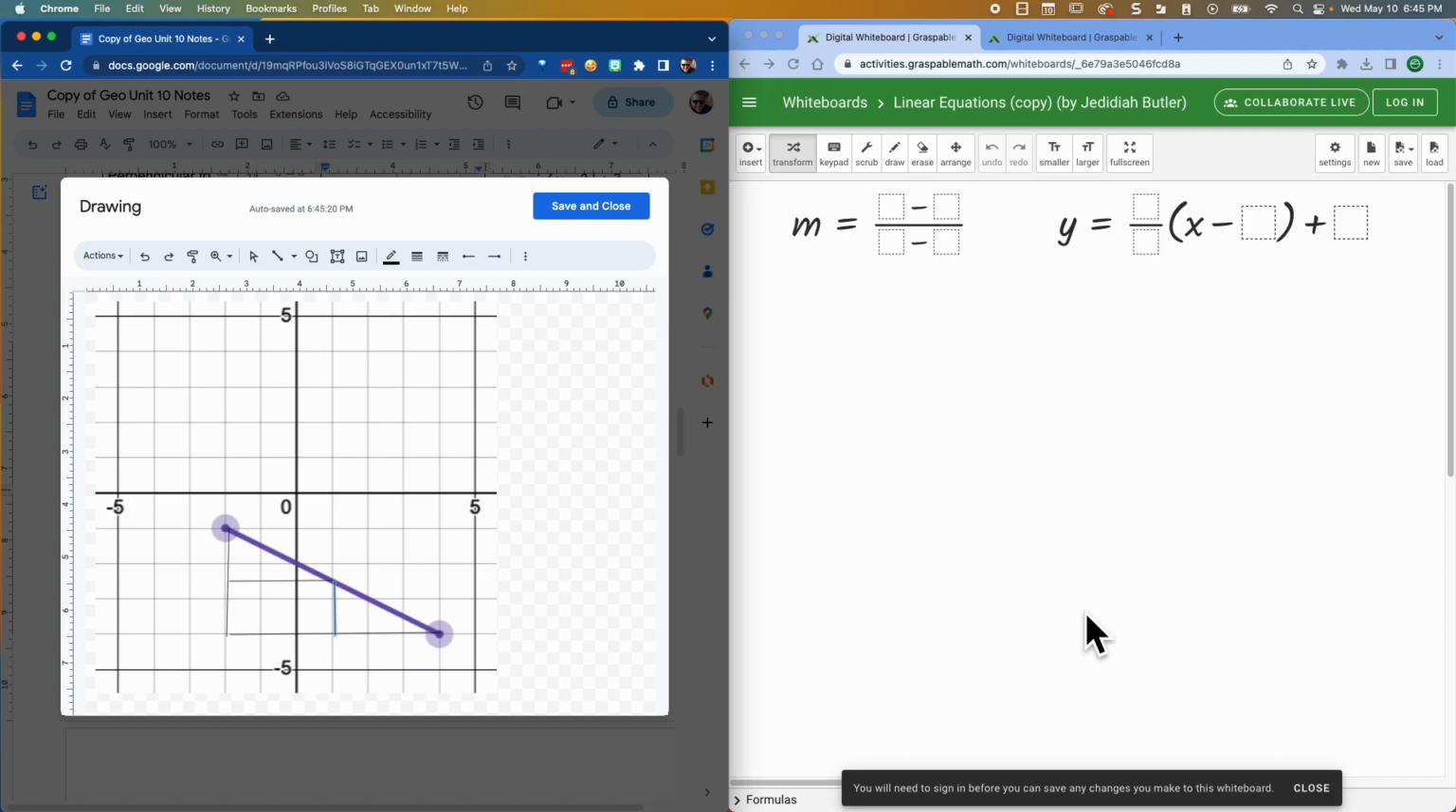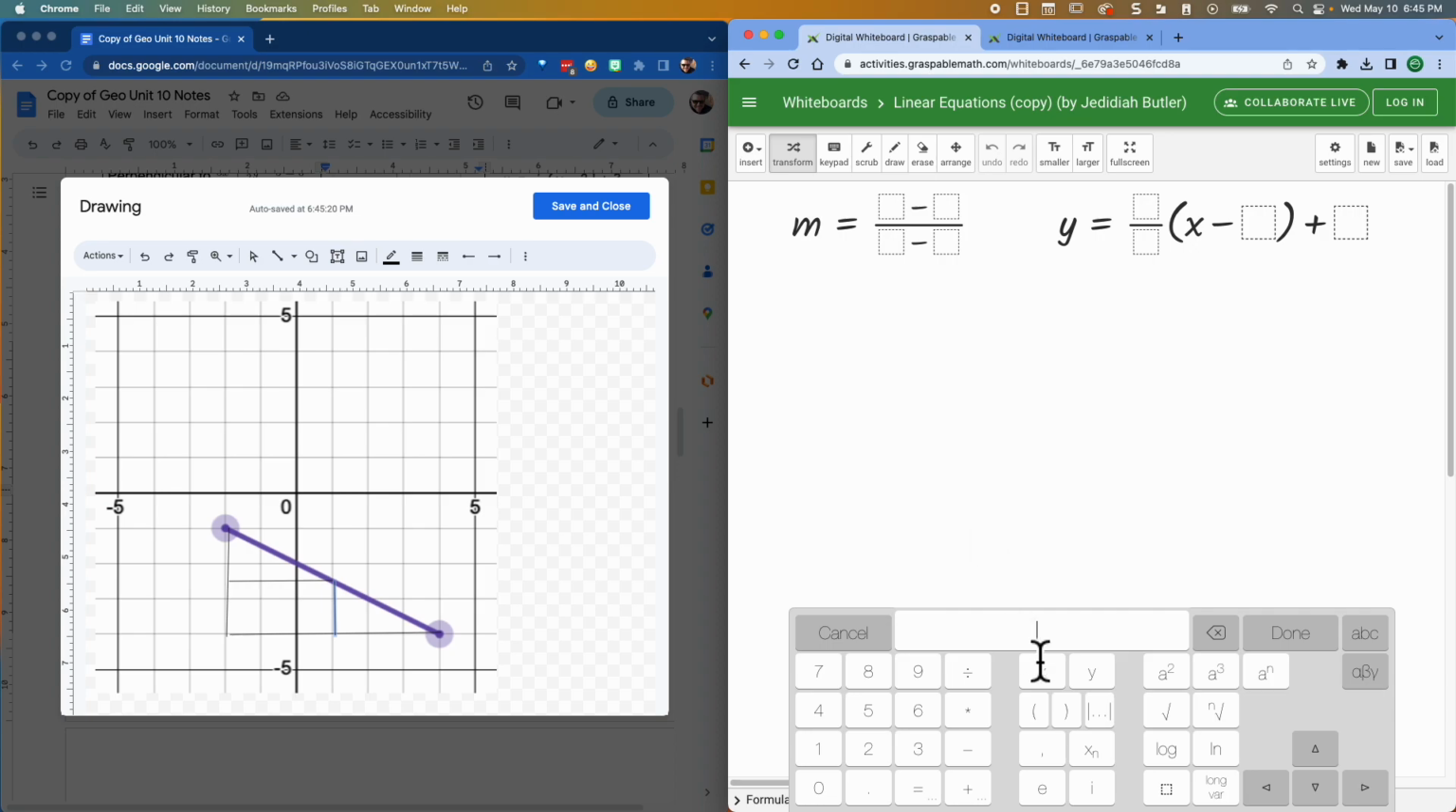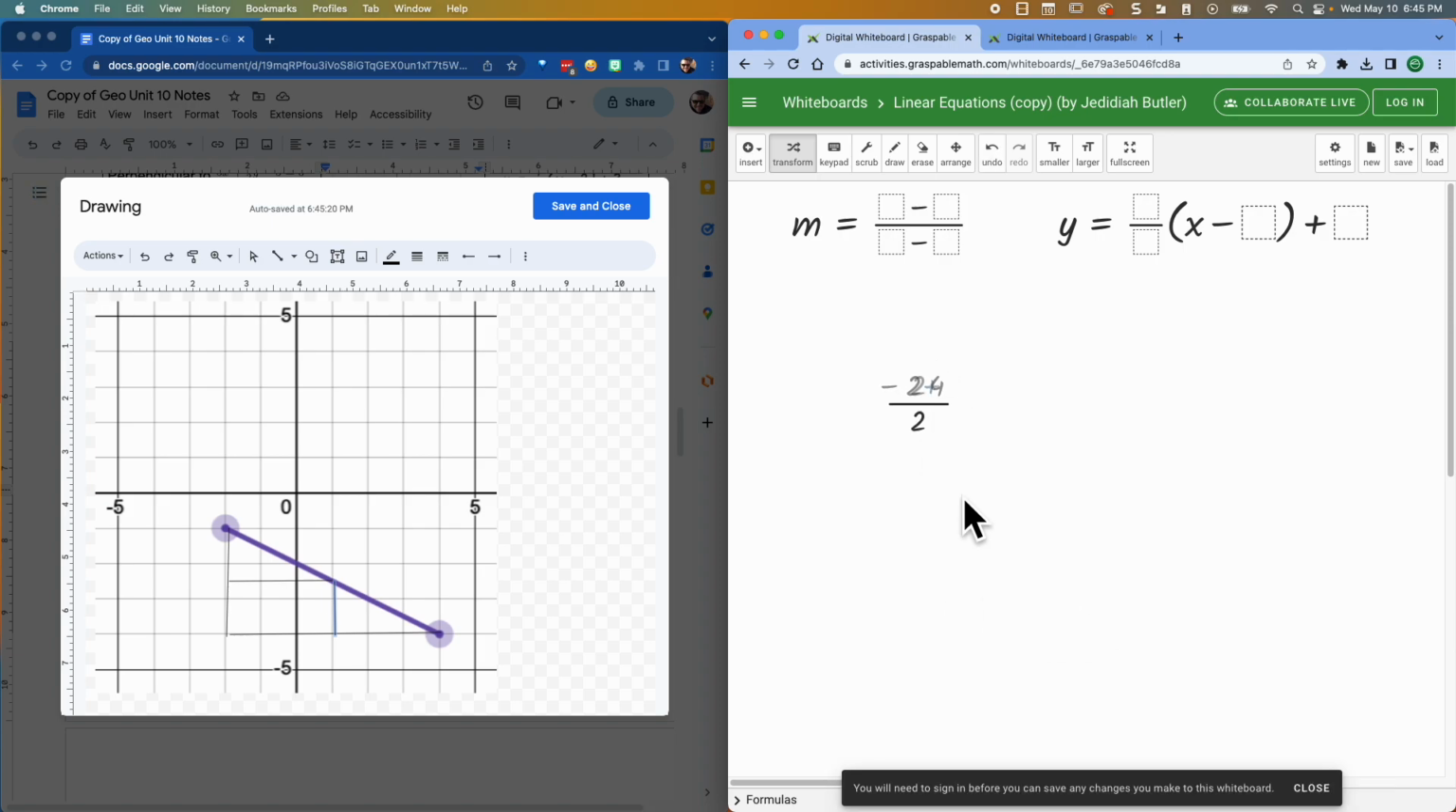So how would I calculate that? Well, the x values, I would say negative 2 plus 4, and take the average. Divide those two together. So I'm going to have negative 2 plus 4. And I'll group that and divide it by 2. So negative 2 plus 4 is 2. 2 divided by 2 is 1. And that is the x value for the midpoint.